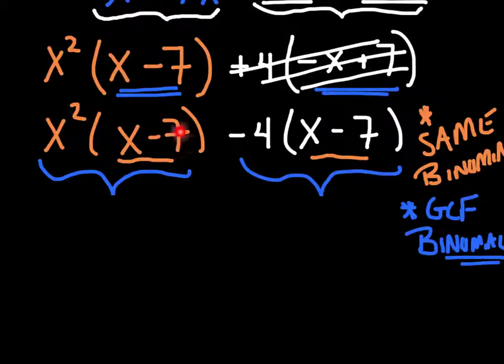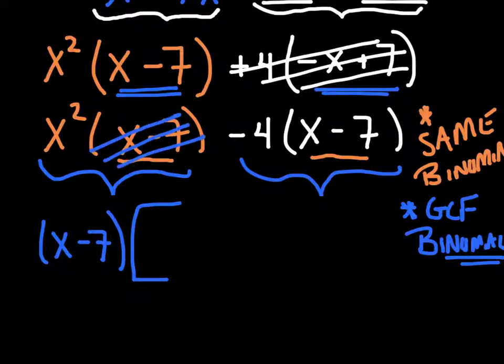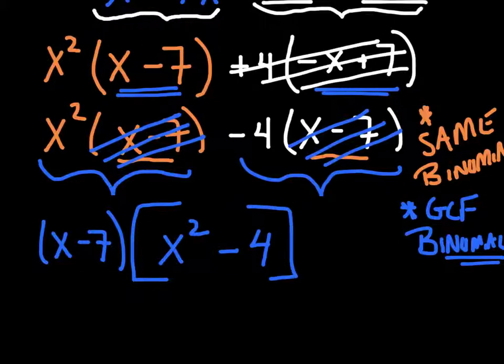So I have this and I have this. Do you notice anything like we said that's the exact same? Well, this x minus 7 is. So we're going to factor out the x minus 7. And in a nice bracket, I want you to write what's left. If you take the x minus 7 out, you're left with just x squared. And if you take the x minus 7 out over here, you're left with a negative 4. We've got that in a nice bracket.